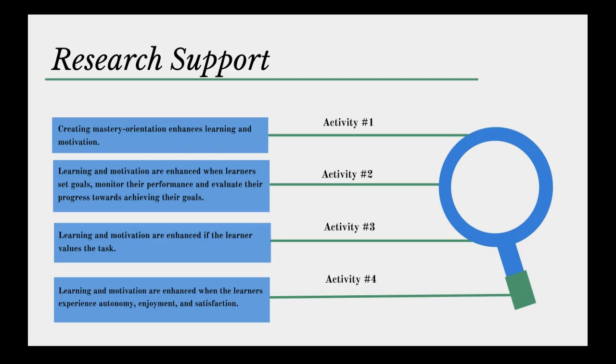Activity 4: learning and motivation are enhanced when learners experience autonomy, enjoyment, and satisfaction. Both developmental groups get a sense of autonomy as they are asked to ride a bike on their own without help, and learning environments are physically and psychologically safe through an activity that is enjoyable and appropriate.